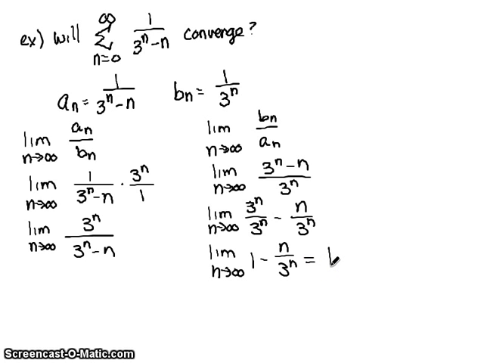So since 1 is a finite positive number, we know both a of n and b of n are going to either converge or diverge. So we'll put a little note there. So we'll say, because of that, both a of n and b of n will converge or diverge.